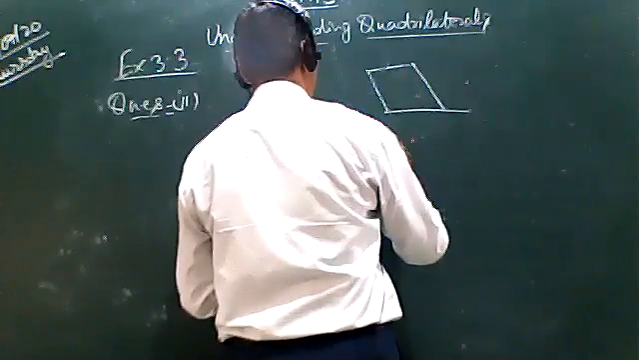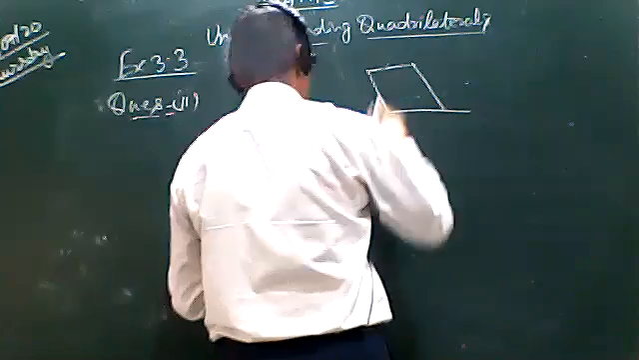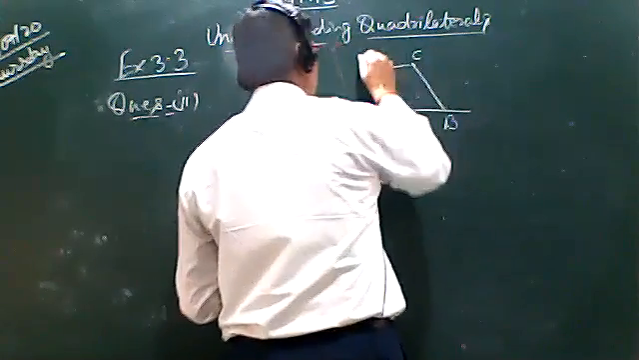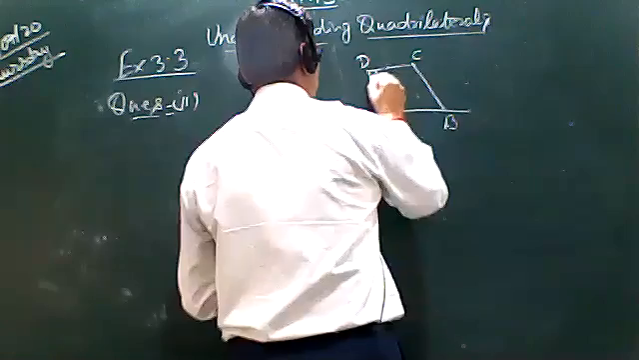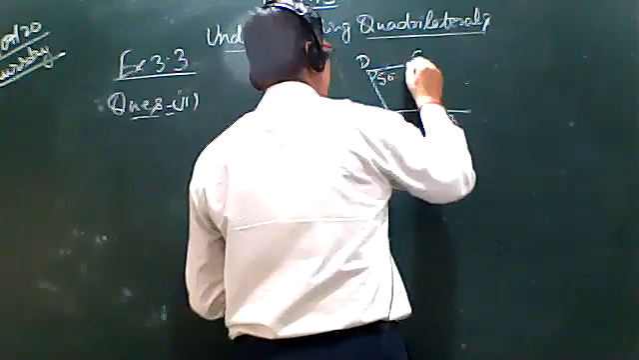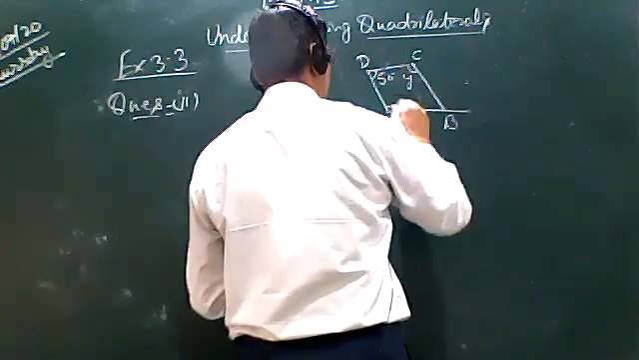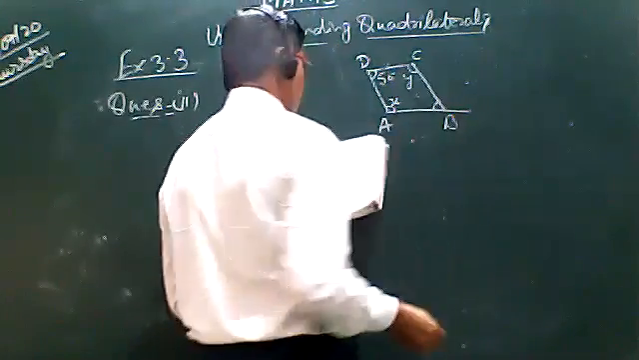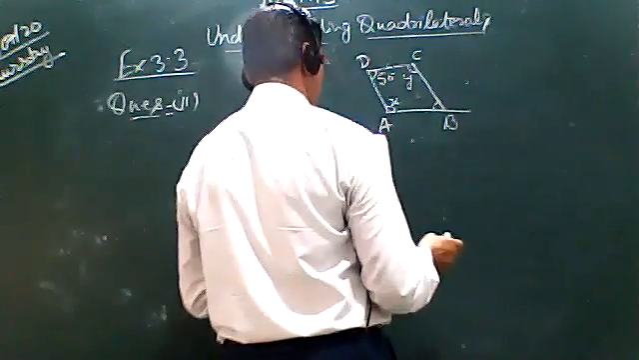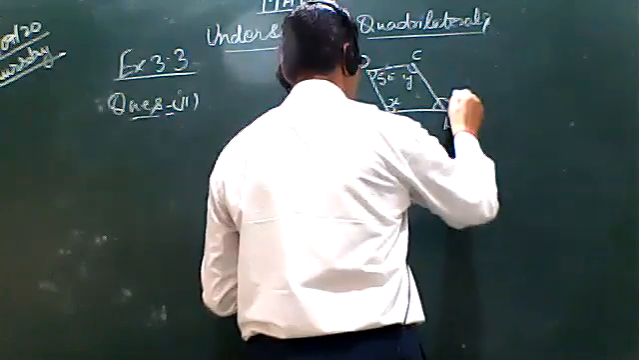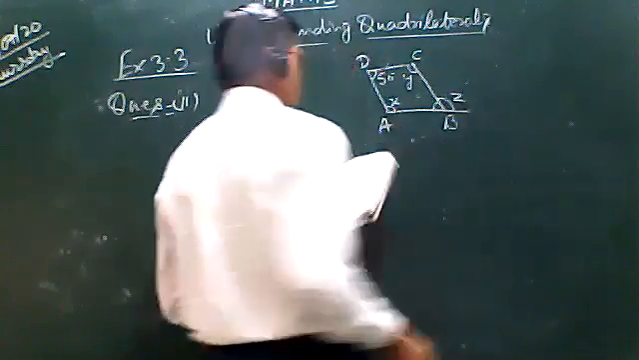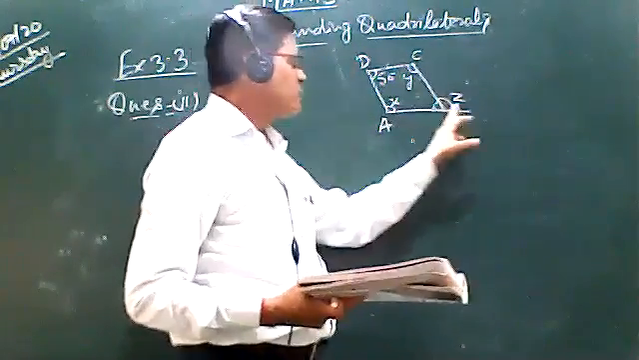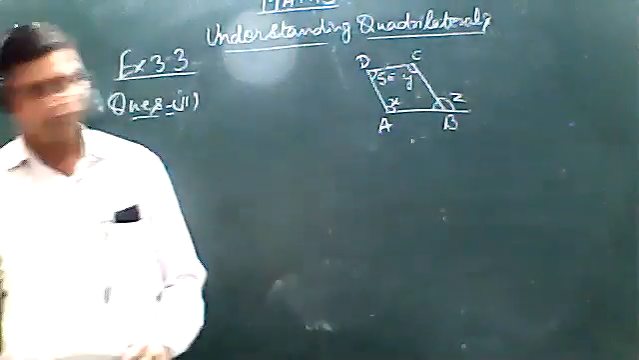This is the parallelogram, and we write the name A, B, C, D. This angle is 50 degrees, this angle is Y degrees, and this angle is X degrees, and you have to find this angle, the angle Z. That means you have to find X, Y, Z.